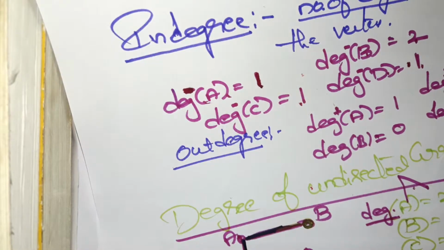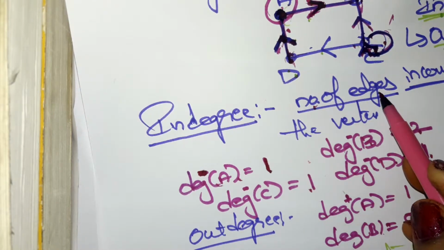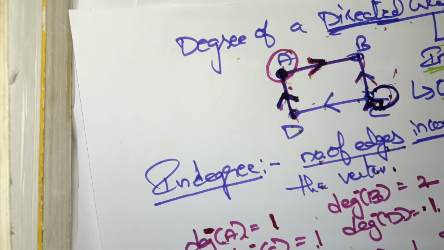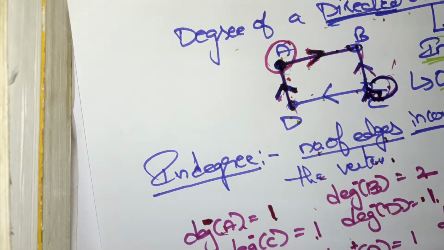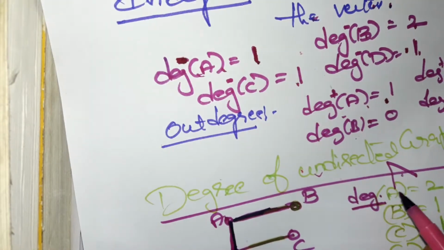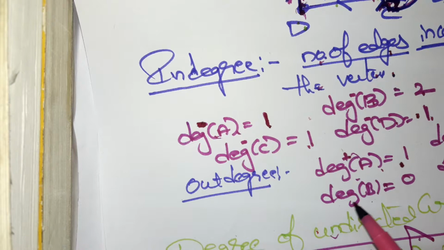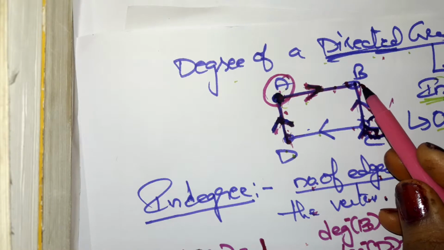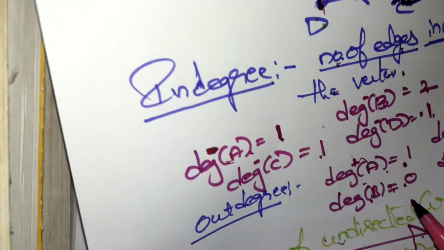Next one, out degree. Out degree is the number of edges outgoing from the vertex. So from the vertex A, how many edges are outgoing? Only one edge is outgoing, so out degree of A is 1. Outgoing edges will be represented by using the plus. Next one, out degree of B: the number of edges outgoing from the vertex. There is no outgoing edge here, so out degree of B is 0.